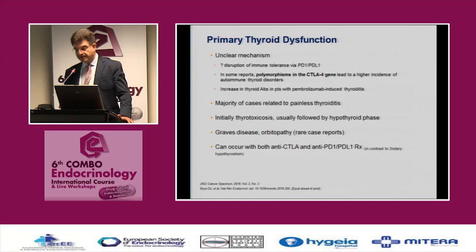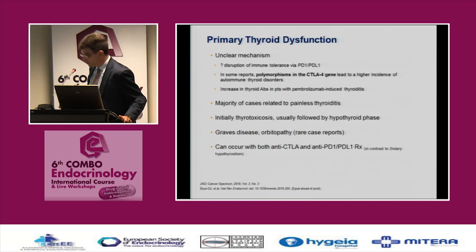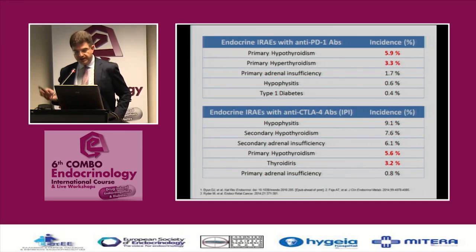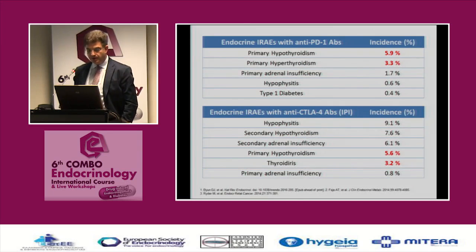The majority of those cases is related to painless thyroiditis. Initially there is a thyrotoxic phase, which can be missed, and this is usually followed by a hypothyroid phase. Graves' disease and Graves' orbitopathy have been described very rarely. Primary thyroid dysfunction can occur with both classes of drugs, but is probably a little bit more common with the second one. And you can see here that the incidence of primary hypothyroidism is approximately 6%.